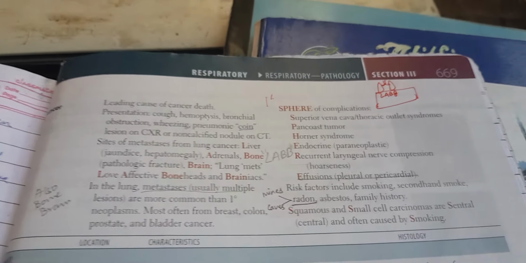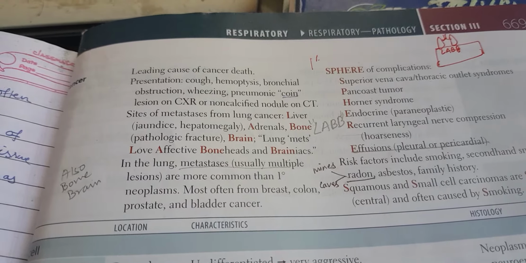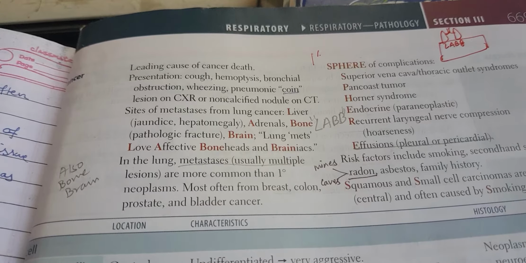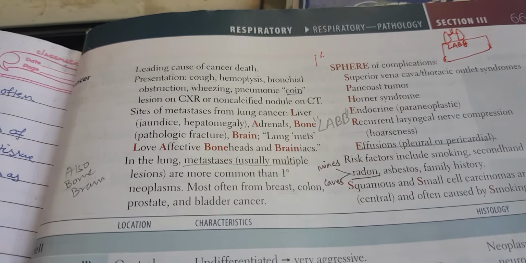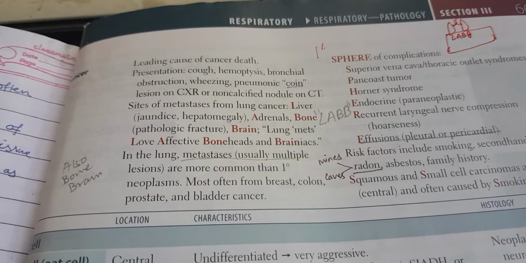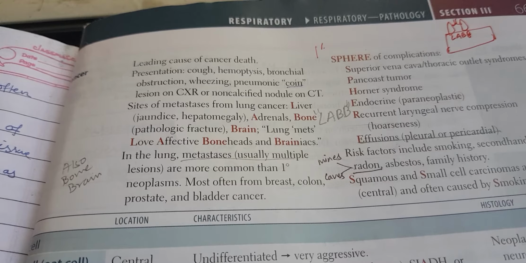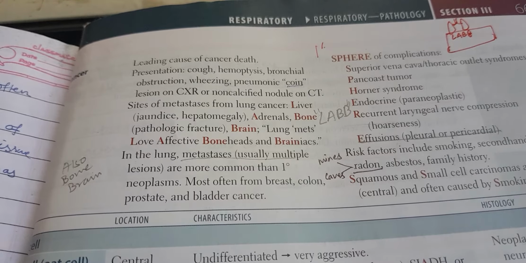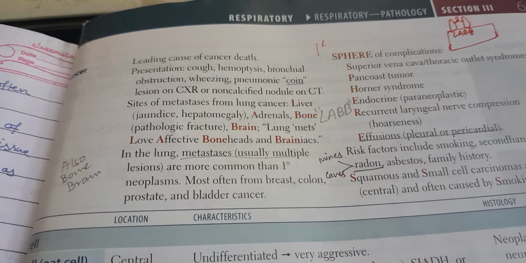So let's start with lung cancer. Lung cancer is the leading cause of cancer death. Presentation is cough, hemoptysis, bronchial obstruction or wheezing, and pneumonia. Okay, so coin lesion on the chest X-ray or non-calcified nodule on the CT. So remember, the nodules are generally non-calcified in case of cancer.